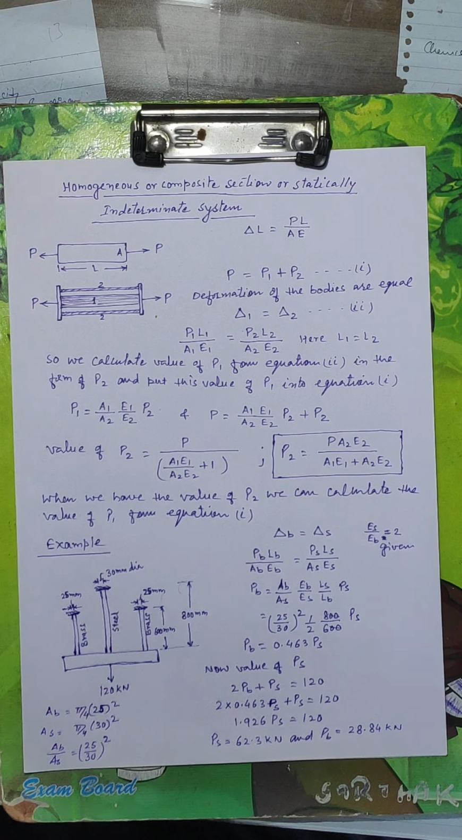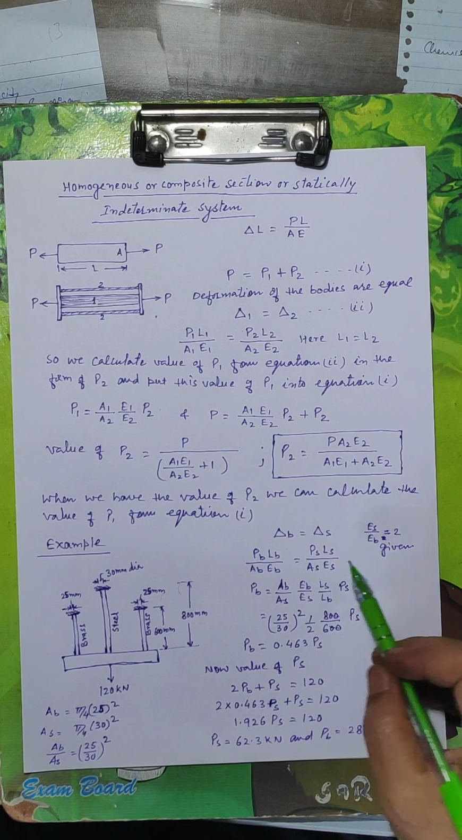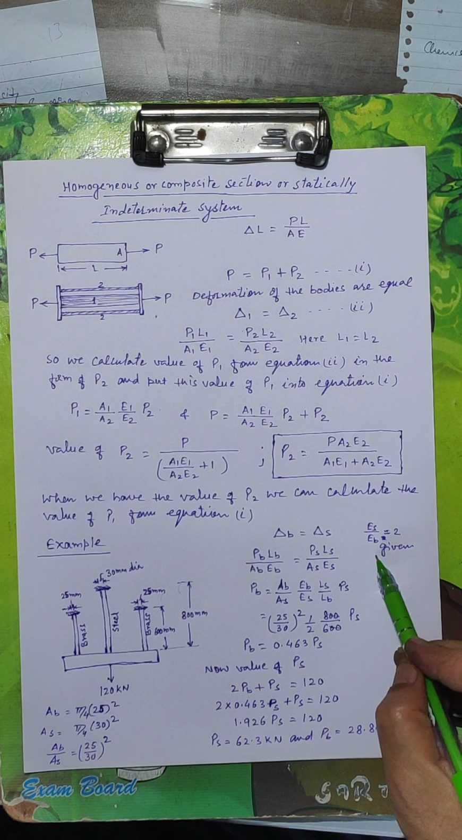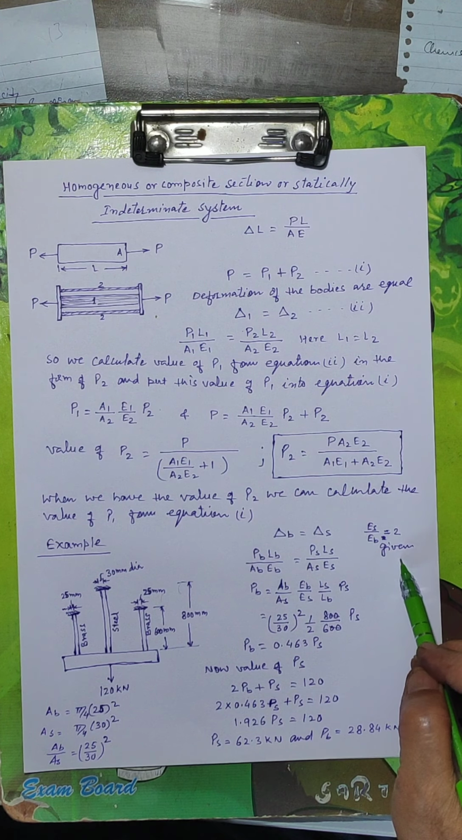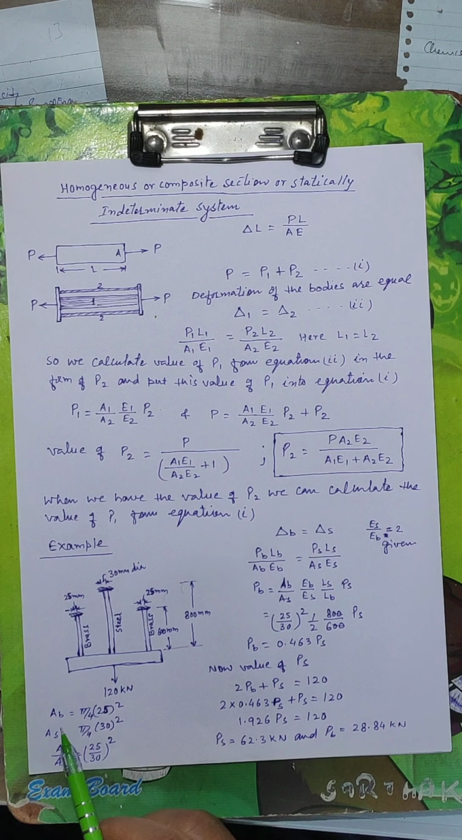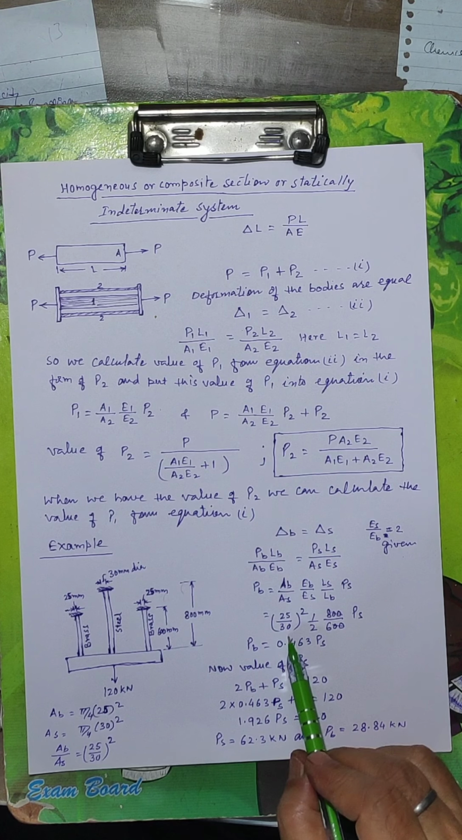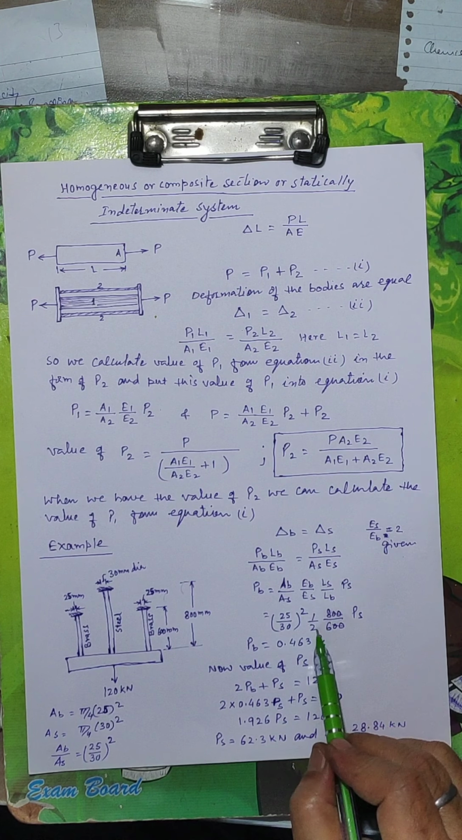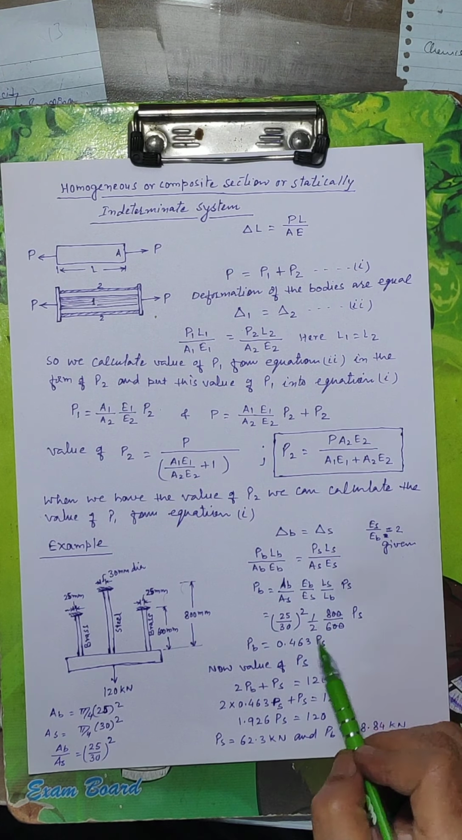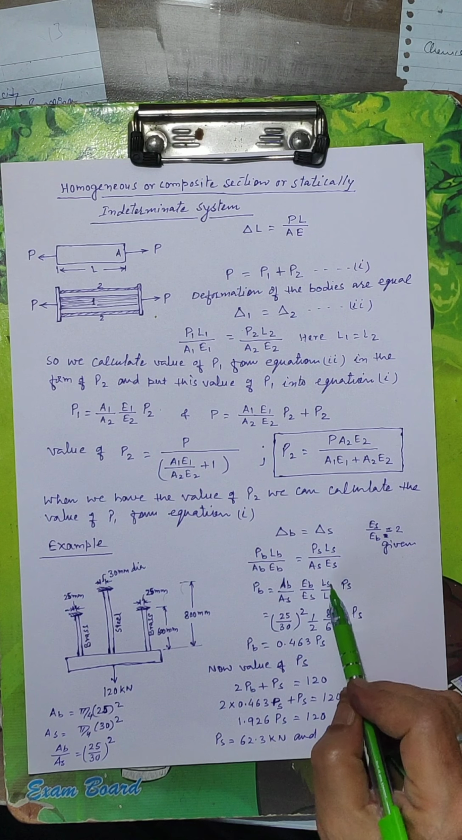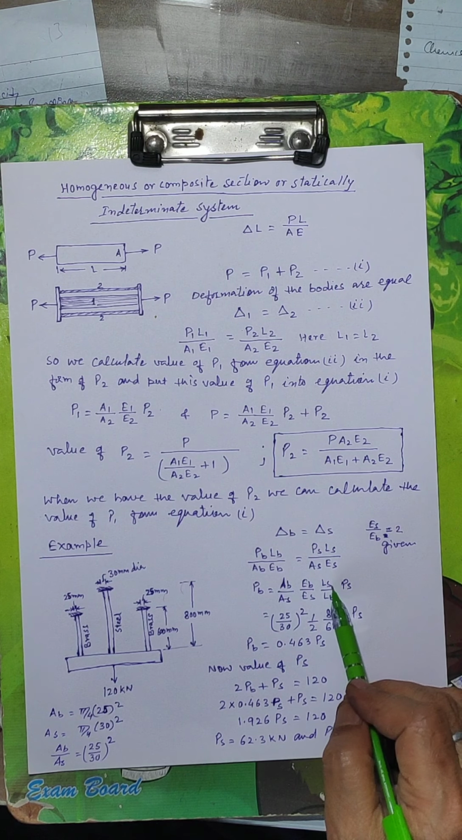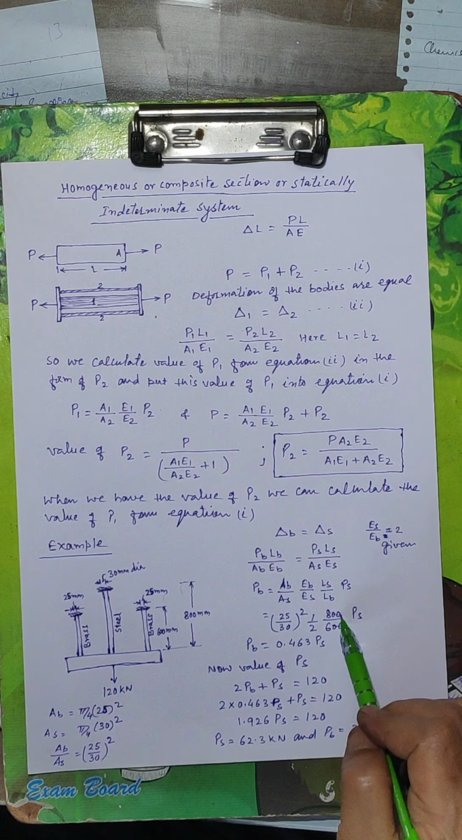I hope you have understood. Here in the question, ES upon EB is equal to 2, already given in the question. The area of brass is this, the area of steel is this. So AB upon AS is the value of 25 upon 30, squared. EB upon ES is given in the question, that's why 1/2. Length of steel 800, length of brass is 600, so the final value is this.